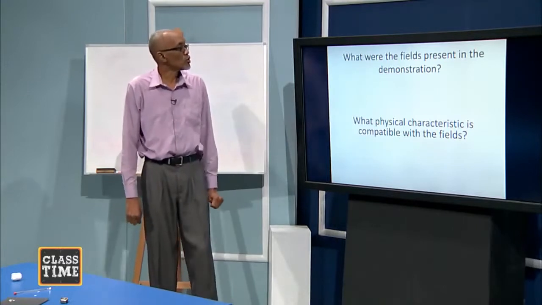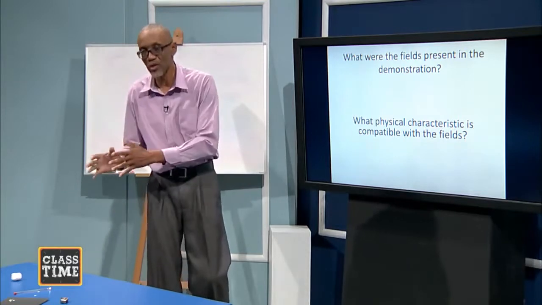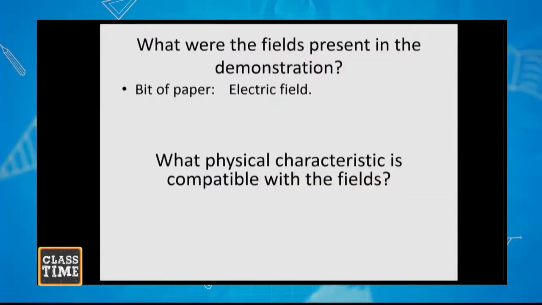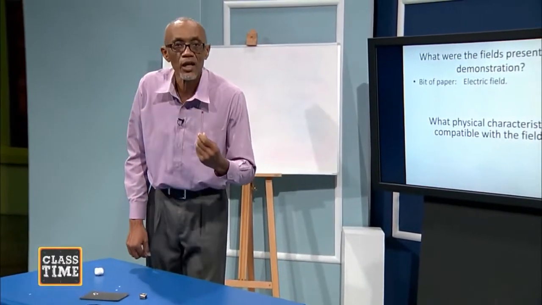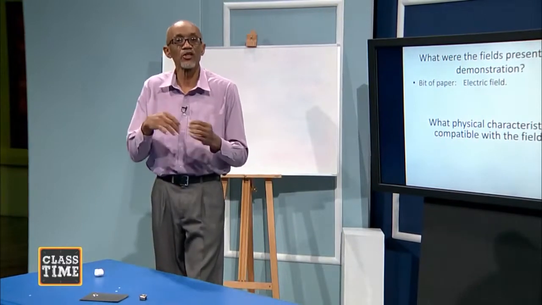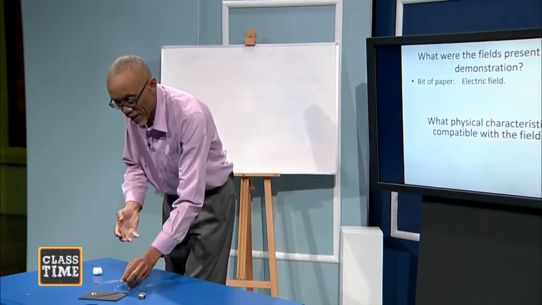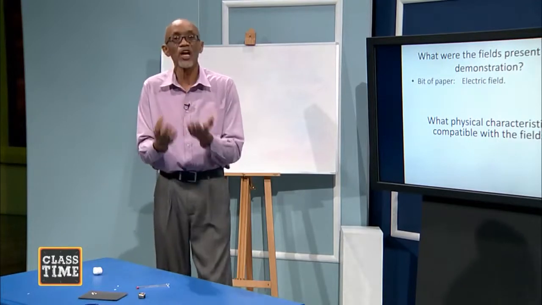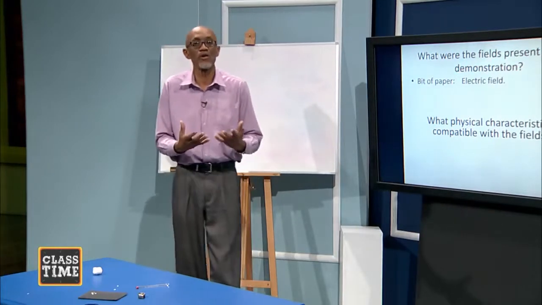All right? So what were the fields present in the demonstration? We did three demonstrations. What were the fields that were present? For the bit of paper, we had an electric field. When I rubbed the pen on my sleeve, the pen became charged, and because the pen became charged, an electric field developed around the pen. Once the bits of paper got into the field produced by the charge on the pen, they became charged, and as a result of that, they experienced a force.